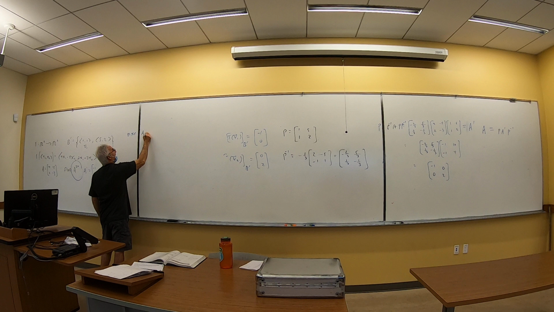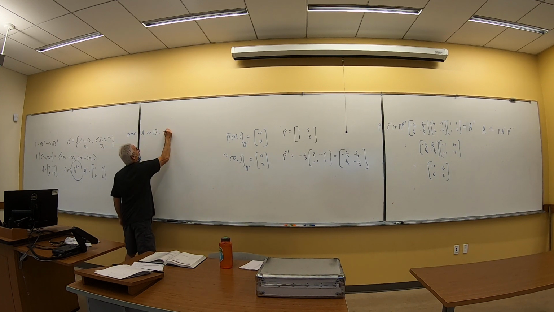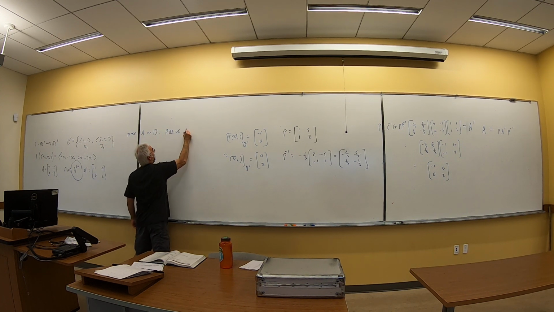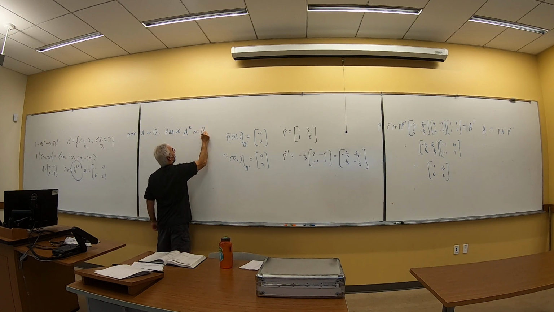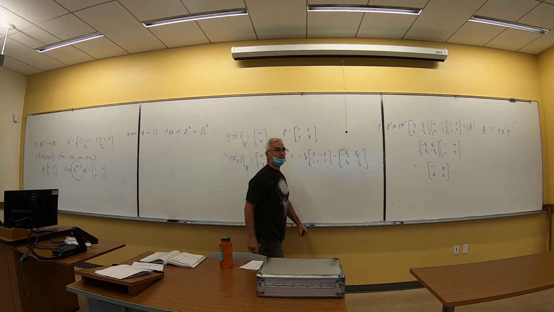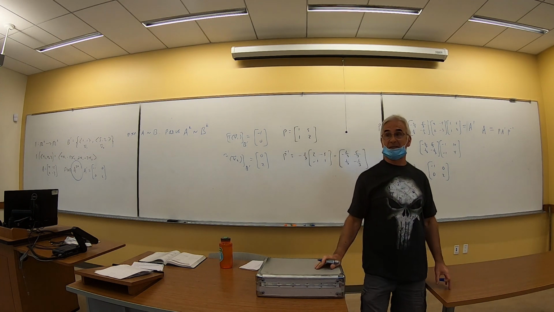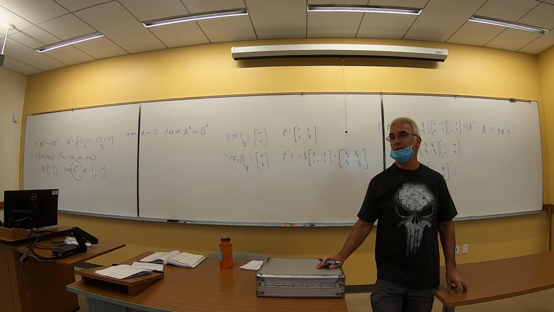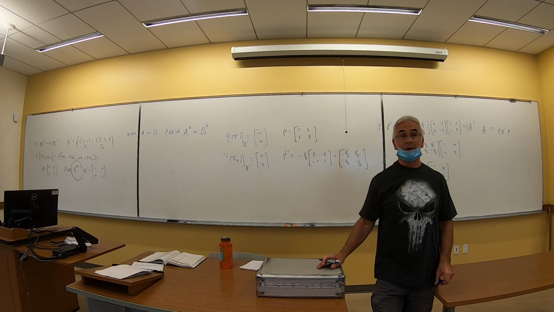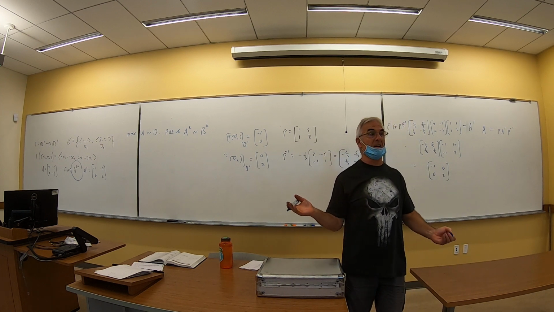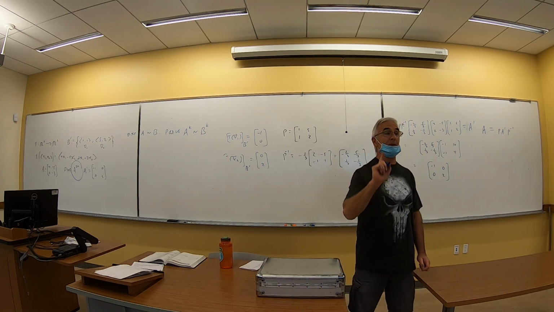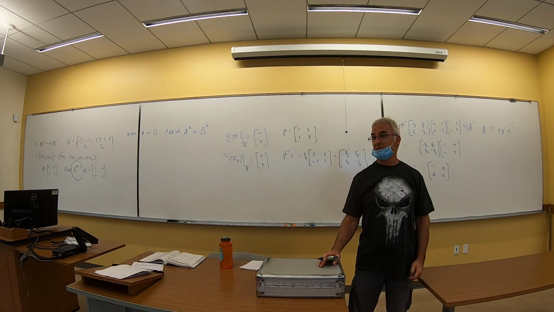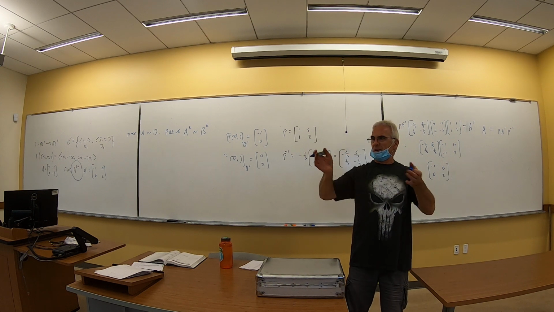N by N, A is similar to B. I want to prove A to the K is similar to B to the K. Tell me about K for this to actually make sense. Should be a positive integer. You can't take a square root of a matrix or a negative. K obviously has to be a positive integer, otherwise that operation is not defined. A square matrix can be raised to a power. You did that on your first test. Squaring a square matrix is no big deal, but you've got to write them side by side.